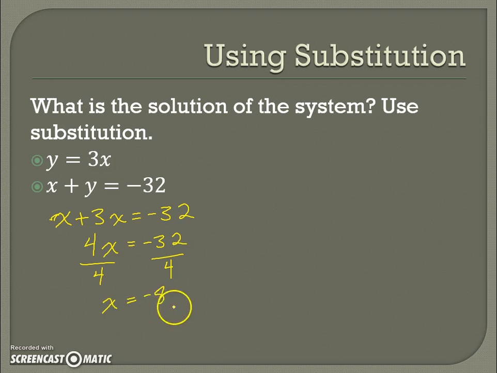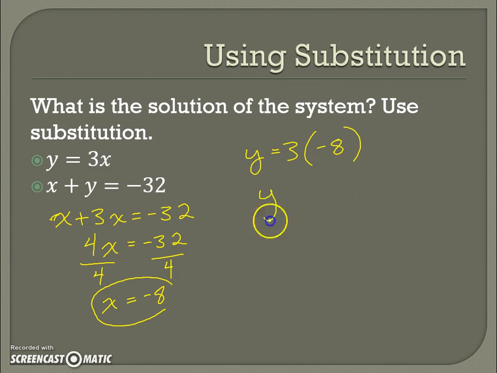So in order to find the other part, I have to take this value and substitute it back into one of these. It doesn't matter which one. That one's easier though, right? Because that's a function. I have an output right there. So I'll do y equals 3 times negative 8, which is negative 24. There's my other value, so that my ordered pair is negative 8, comma, negative 24.